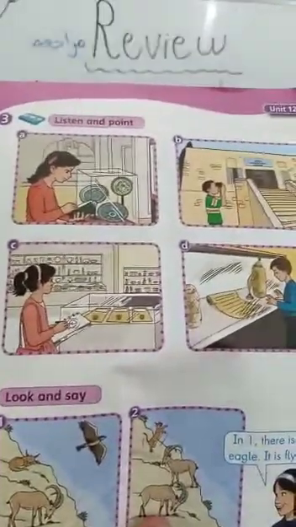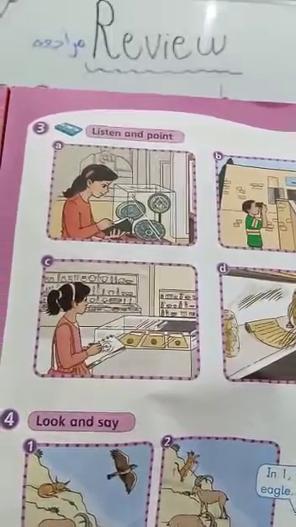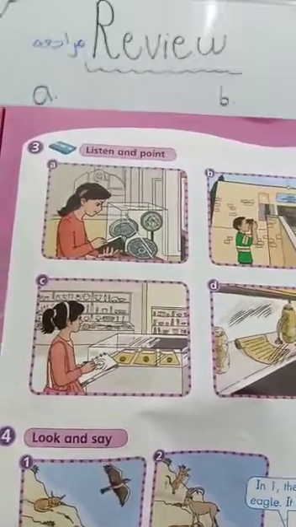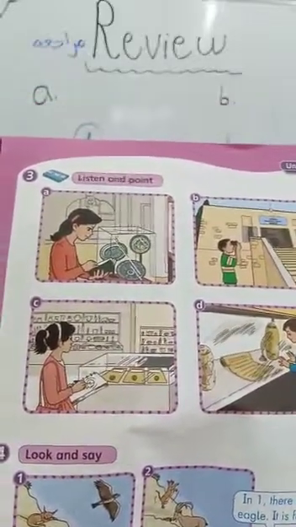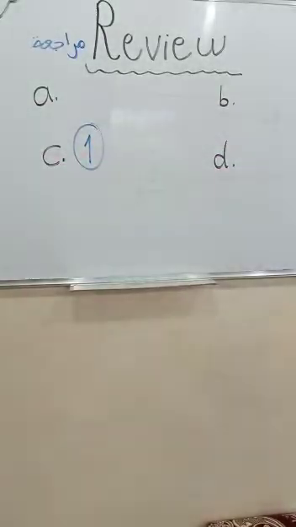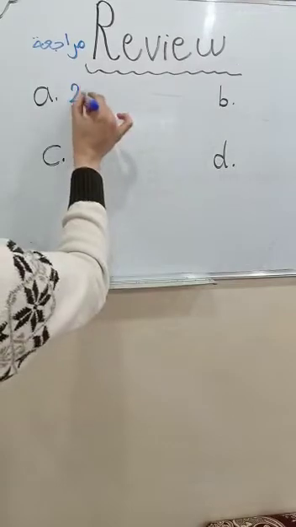What's Aisha reading? Is she reading her school book? No, she isn't. She is reading about the museum. Which picture is the correct one? Excellent. A number 2.